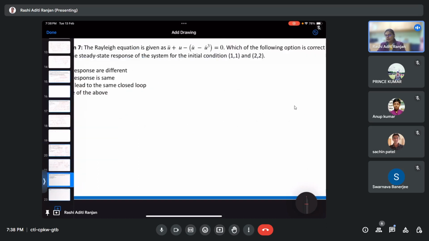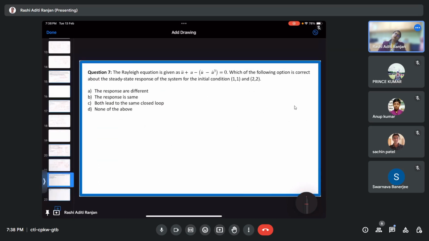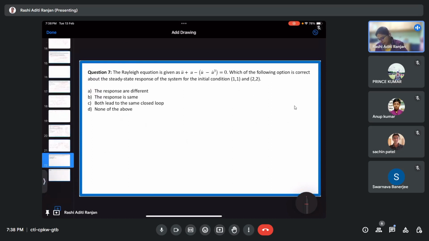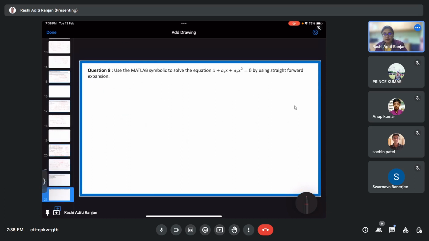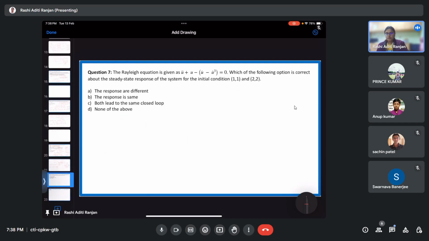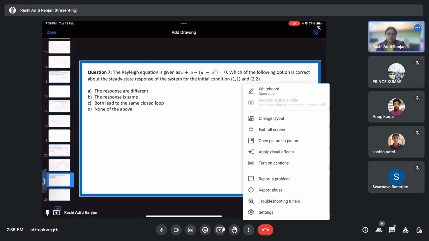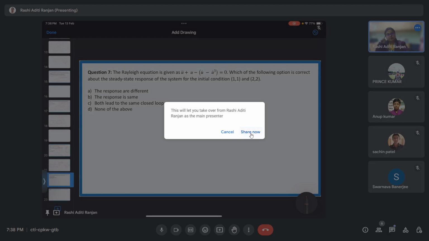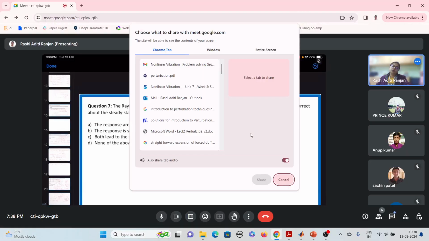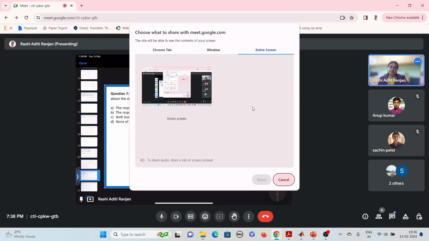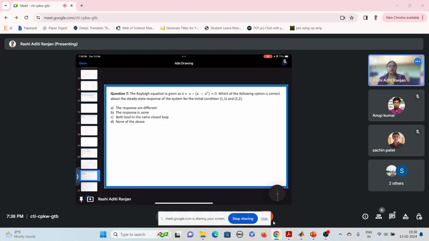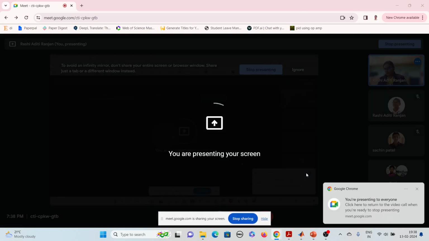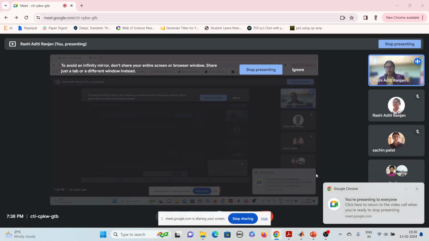Now coming on to the seventh question, which is a MATLAB based problem. So I'll just switch to my computer now. There are only two questions left. I'll just connect with my computer. I hope that my screen is visible to you all.